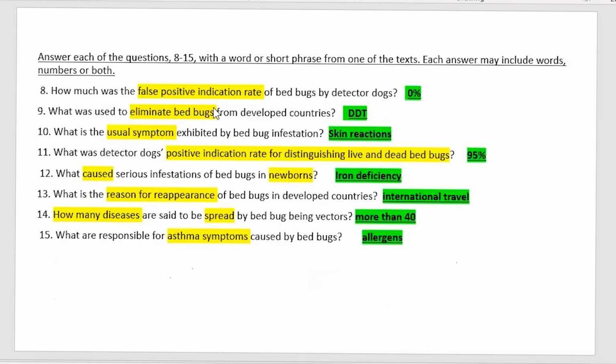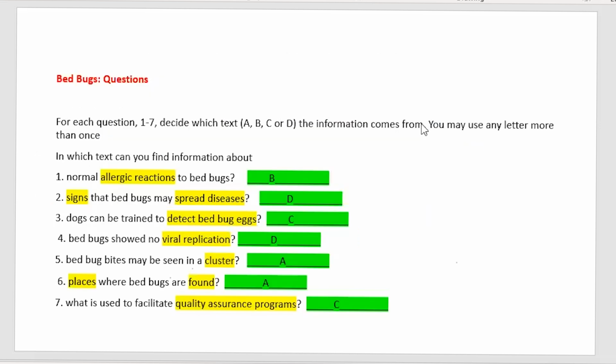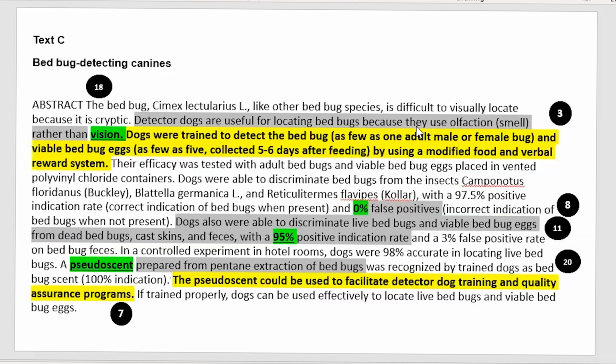I hope all of you understood the answers for 1 to 7. Yes, question number 8 to 15. Question number 8. How much was the false positive indication rate of bedbugs by detector dogs? The keyword is false positive indication rate of bedbugs by detector dogs. In which text can you find the answer? Yes, we can find the answer in text C.